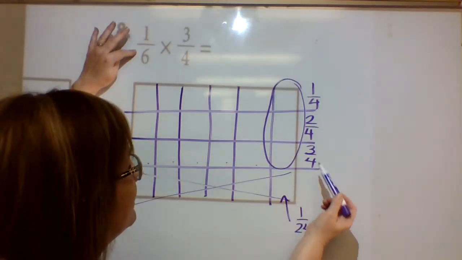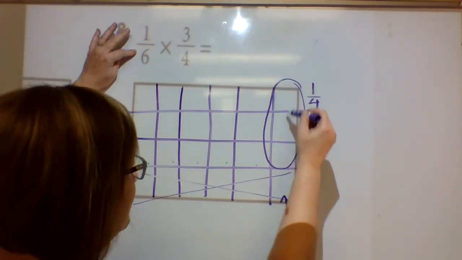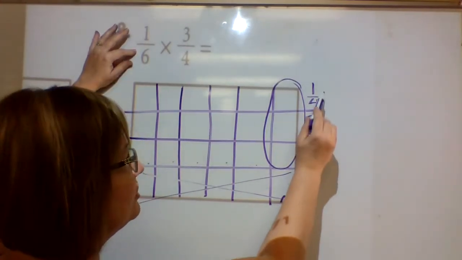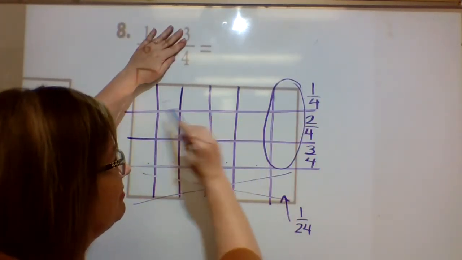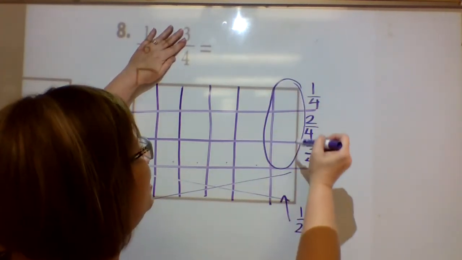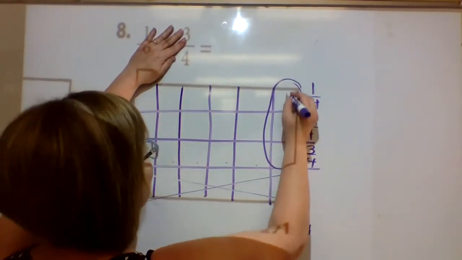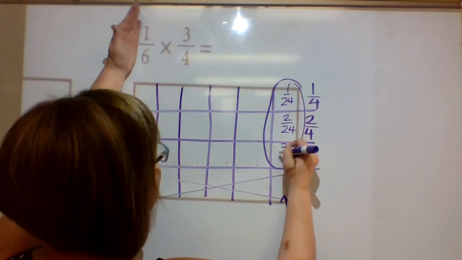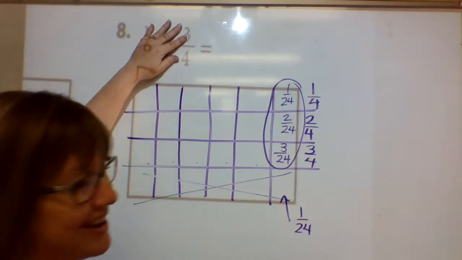So if we have 1/6, remember these are the 6s, and we're not using that. We're just doing the 3/4. There's 1/4, 2/4, 3/4. So it's this cross section right here. So it should be 1/24, 2/24, 3/24. I think we got it.